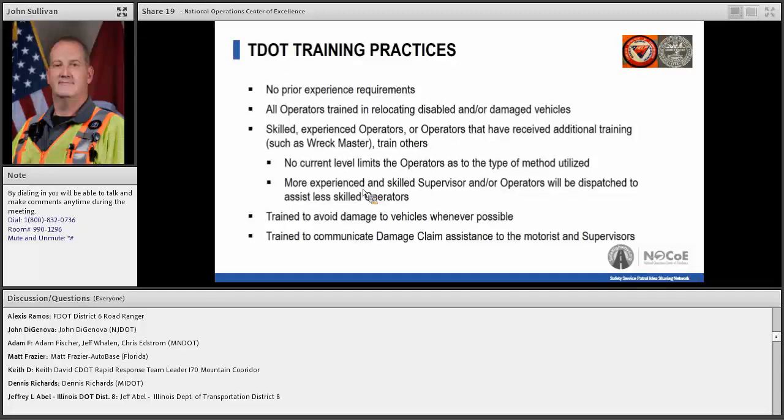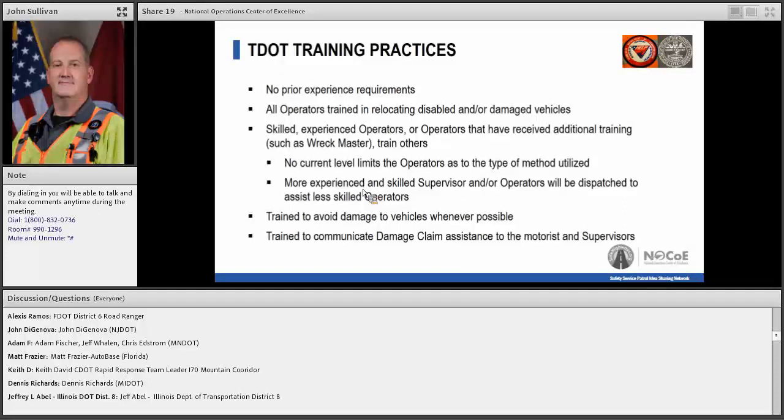So with the training practices, obviously we don't have any prior experience requirements for operators to be hired in. Obviously we do look for that kind of experience, and we take it into consideration. But all the operators are trained in relocating disabled or damaged vehicles, and some of our operators are a little more skilled. I had some towing background myself, light, medium, and heavy-duty towing and recovery experience. And I think we may have a couple others that have been to Wreckmaster training.